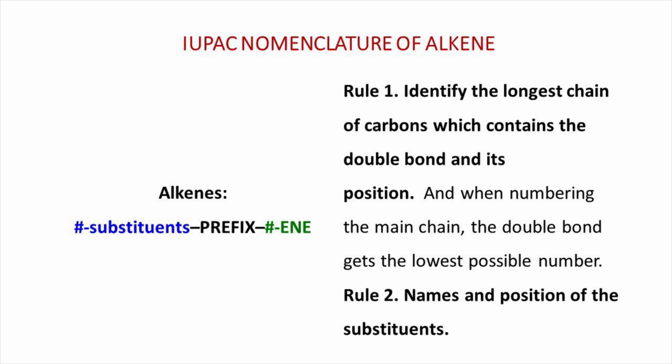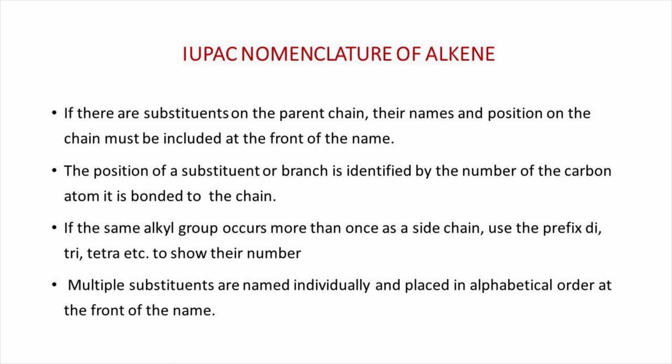Then what are the rules for naming substituents? These are: if there are substituents on the parent chain, their names and positions on the chain must be included at the front of the name. The position of a substituent or branch is identified by the number of the carbon atom it is bonded to in the chain. If the same alkyl group occurs more than once as a side chain, use the prefix di, tri, tetra, etc. to show their number. Multiple substituents are named individually and placed in alphabetical order at the front of the name. So, the alkenes are named as substituents, prefix, ene.